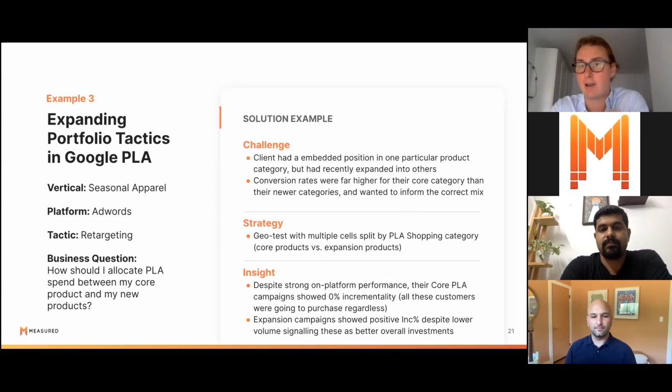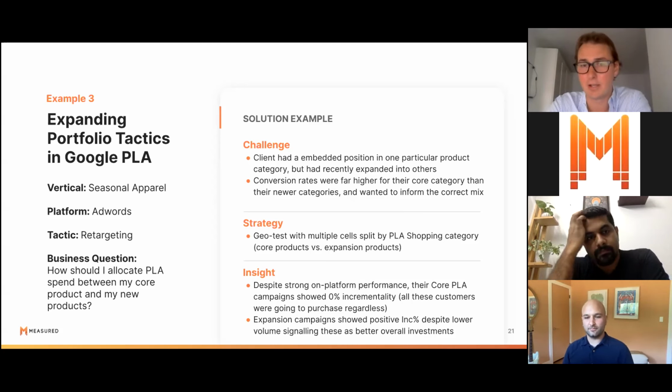Although their core category showed much better performance, which is obviously what they're known for, and you'd expect sales and volume to be better, it was almost 0% incremental. People know that this was a holiday sweater company and they were already going there to shop. They were not being driven by those Google PLA ads at all. What we found in the holdout group is that when you didn't serve Google PLA to these folks, they were just going directly to the site, or converting via SEO or through an affiliate site anyway. Having the PLAs up on Google actually did nothing.